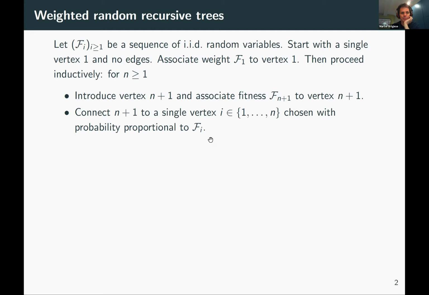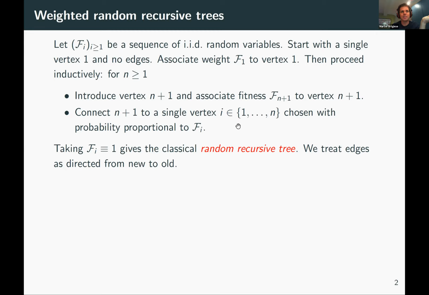And this is a classic model. If I take constant fitness, then I get the random recursive tree that's been studied since the 70s, an absolutely standard object in combinatorial probability. Maybe I should say that in our model, as we grow this graph, we treat edges as directed from new to old, purely to be able to speak about the degree. It doesn't really make much difference.